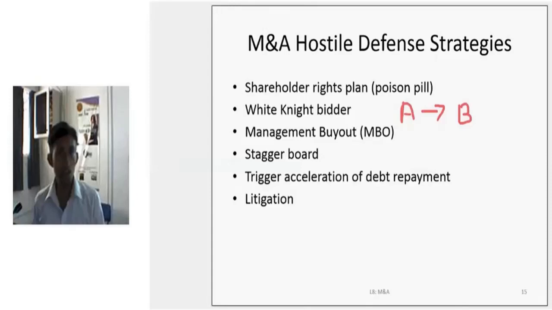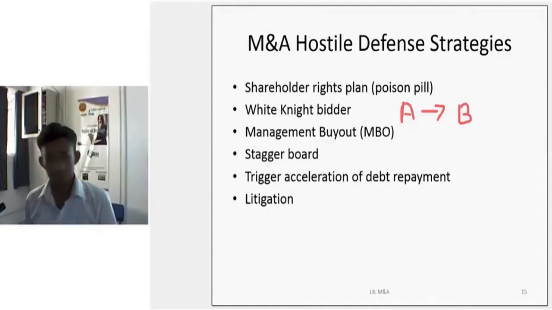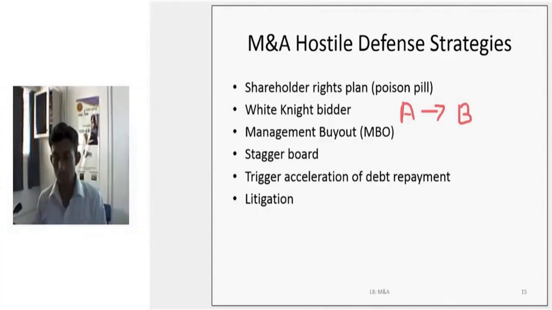Then A is thinking, my God, if I take over B, B is going to settle all the liabilities and sell the assets. So what's the point of taking company B? So they will have a second thought: are we going to take over company B? Why? Company B sometimes may be attractive for certain reasons.